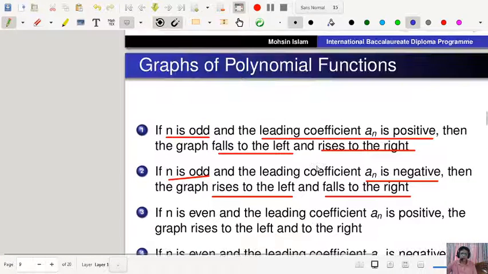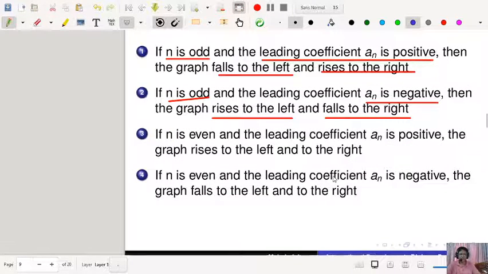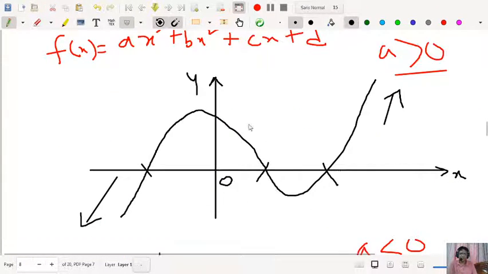Let's go to the third one. If n is even and the leading coefficient is positive, then the graph rises to the left and to the right. Both sides it will rise, right? So let me draw the diagram.